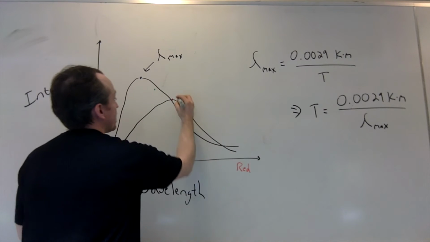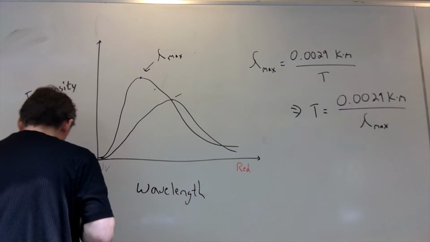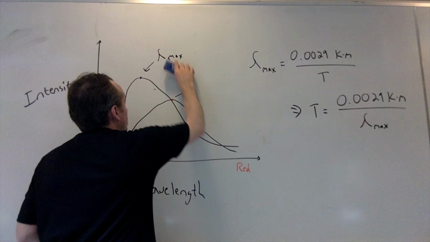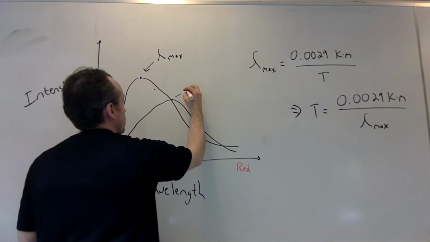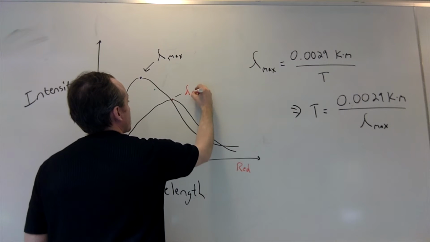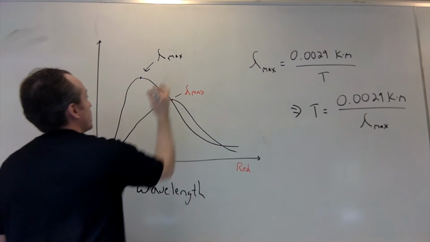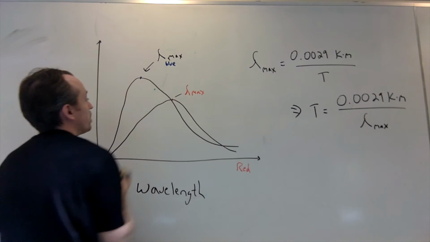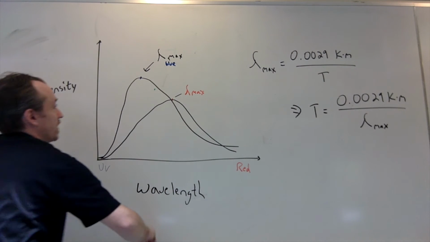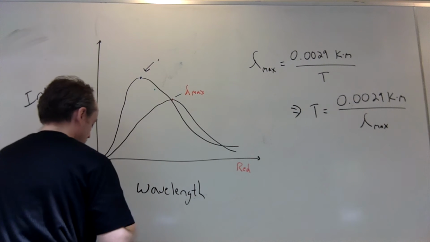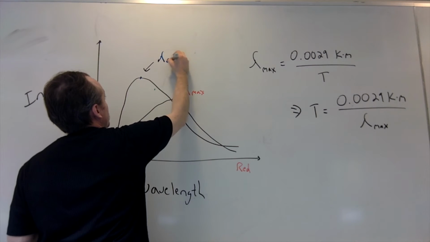And my peak wavelength ends up being there. So this is for a blue star here. This is the lambda max for a red star, and this is the lambda max for a blue star. And I don't really do that fluidly. Why not just keep consistent here, and we'll say lambda max.